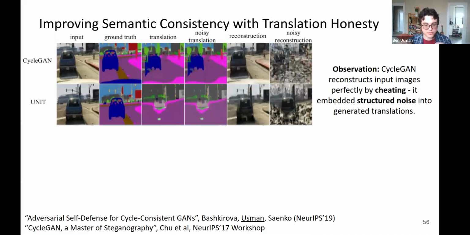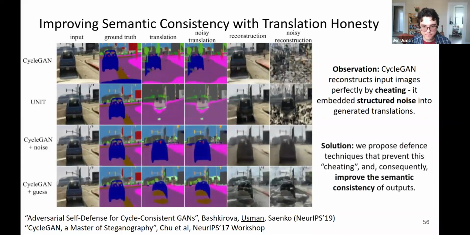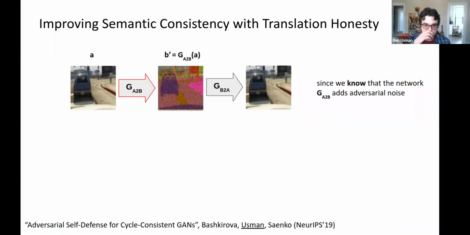Turns out that the same effect was also discovered independently by Chu and others a year before, but we went one step further than them, and we proposed two defense techniques that prevent this kind of cheating. And we show that preventing the model from performing this adversarial attack actually improves the translation quality. The first one is just adding random noise to segmentations before reconstruction, simply to destroy any adversarial signal that could be there, and it helps a bit. The second one works a little better, but it's a little more involved, so we'll describe it quickly now.